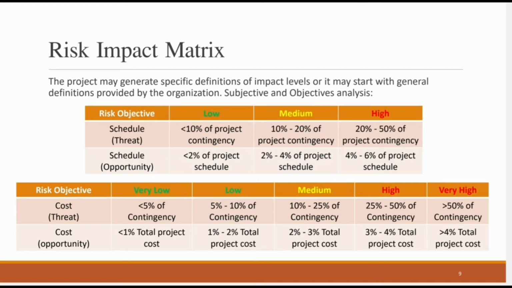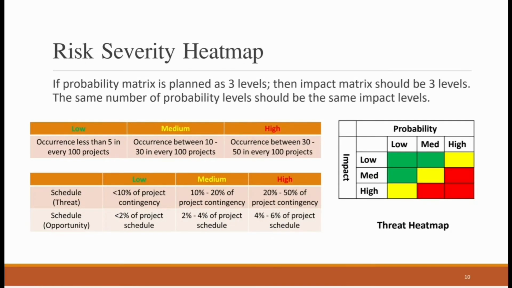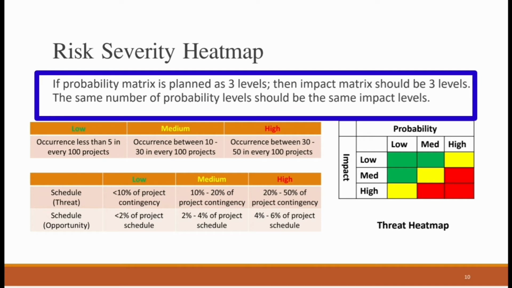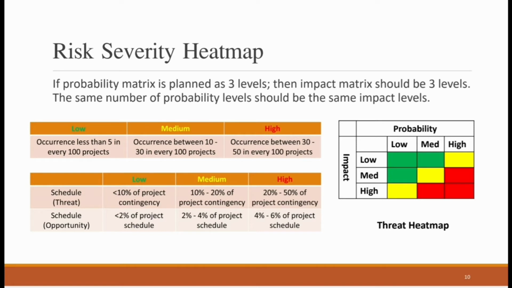So this is how we explain things, in order to be able later on to know what's the severity of the risk, or what's the severity of the risk impact on my project, using the impact matrix. If we are planning the probability matrix for 3 levels, then the impact matrix has to be 3 levels. In other words, the same number of levels that we are developing for the probability matrix is the same number of levels that we are supposed to develop for the impact matrix. 3, 3, 4, 4, 5, 5.